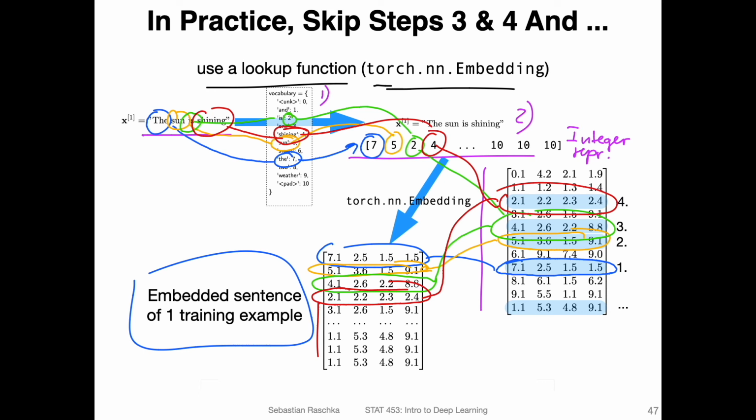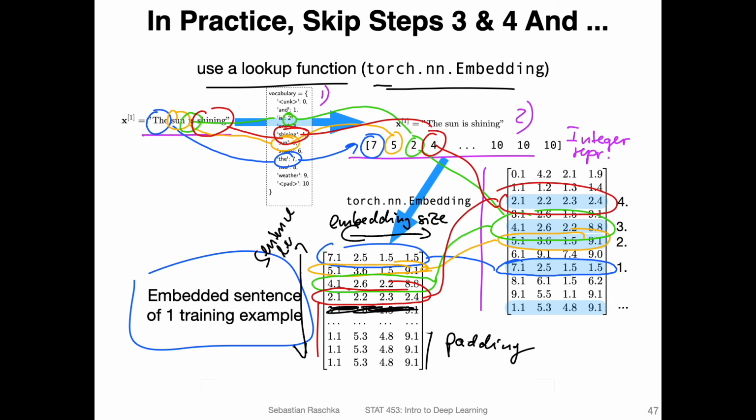But yeah, this is how, actually this shouldn't be here. Erase this. So these are for padding if we have a sentence that is longer than 4 words. But you can see now the matrix we have here is the embedding size times the sentence length. And this is for one training example.